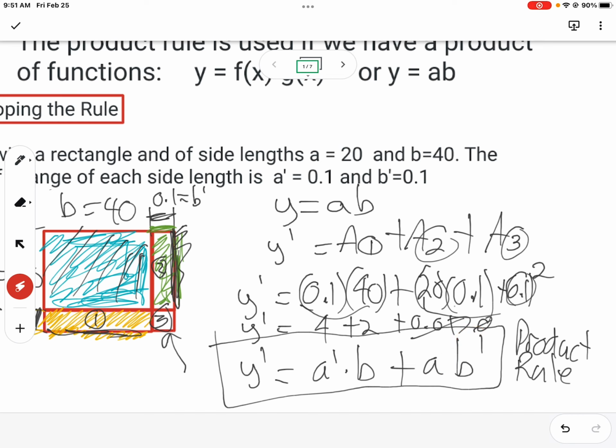In the next screencast, we're going to go over some specific examples for the product rule, and we're going to extend it to the quotient rule.